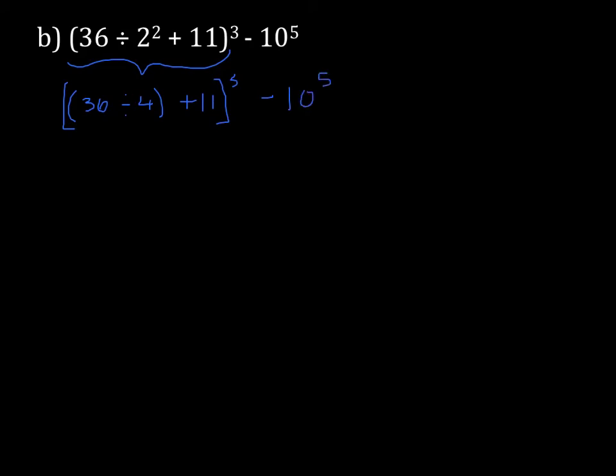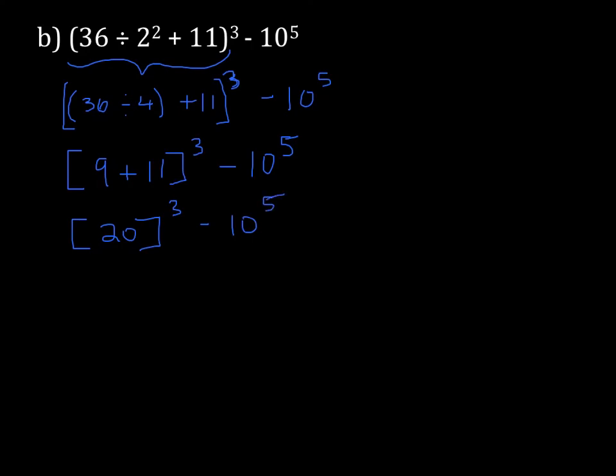The next step now is to work inside the brackets from left to right. So 36 divided by 4 is 9. 9 plus 11, all cubed, minus 10 to the 5th. Again, I have to ensure that I go through each step in detail. I don't just do half of the expression. I like to write everything down over and over again.